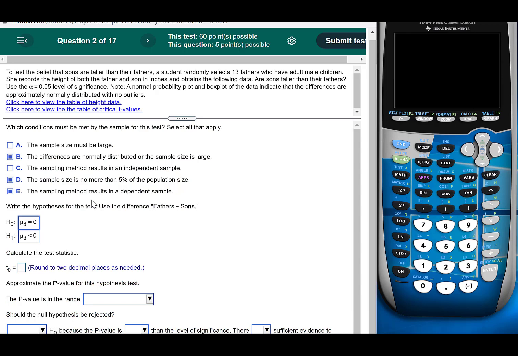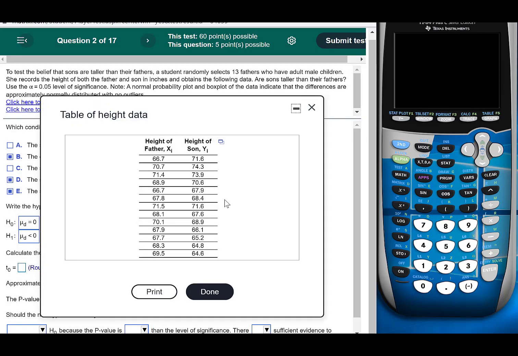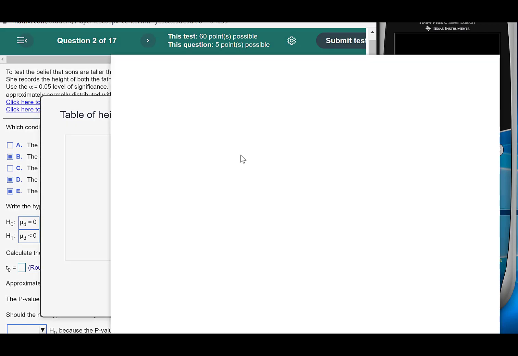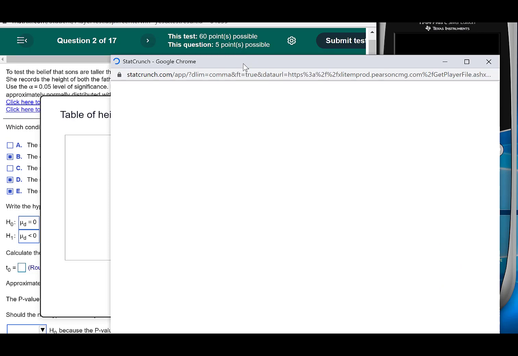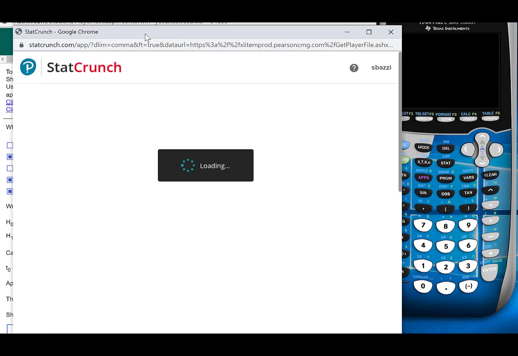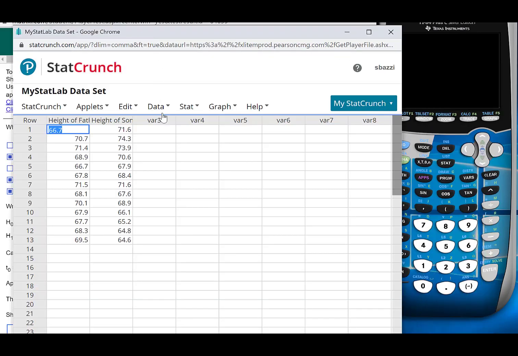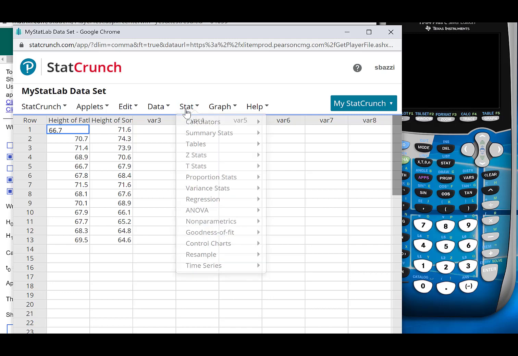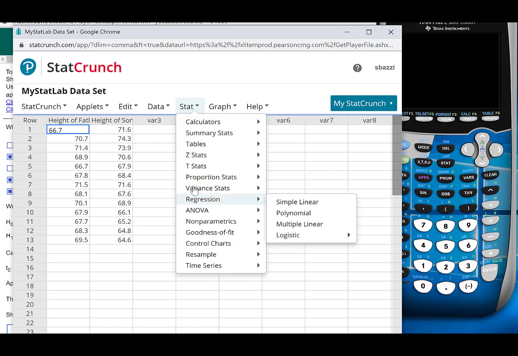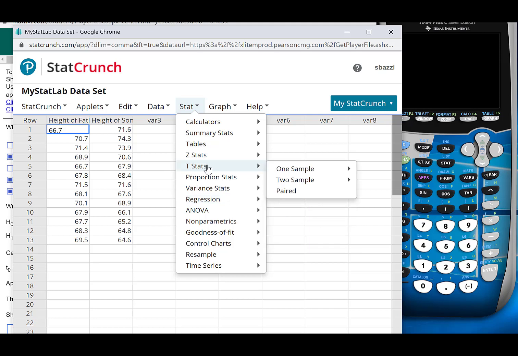Now, how do you find the test statistic? I'm going to show you how to do this one using Statcrunch. We're not using the critical value at all. It's always a p-value approach. So you click right here, open in Statcrunch. And then you go to stat. The samples are dependent. You go for t-stats and paired, guys.